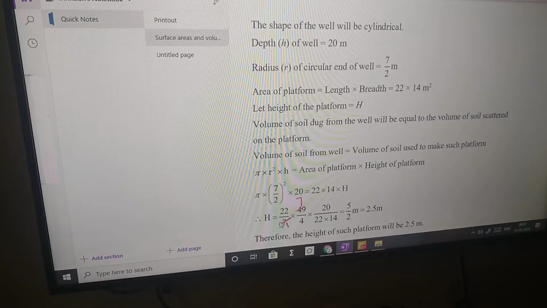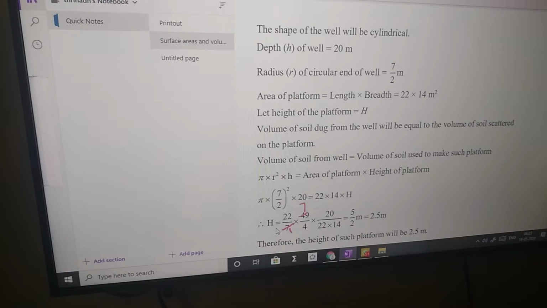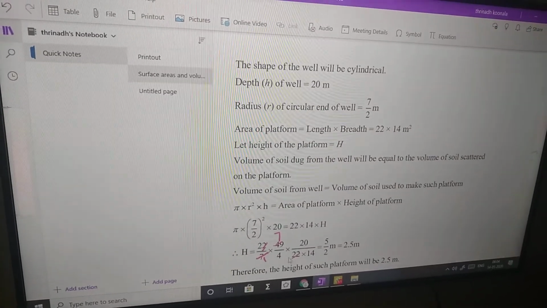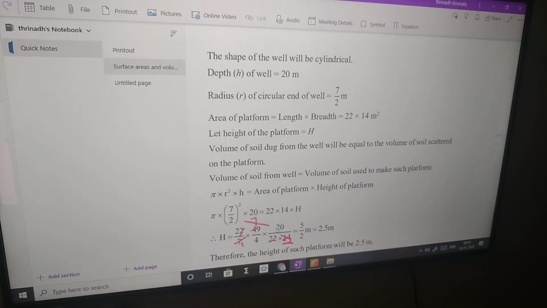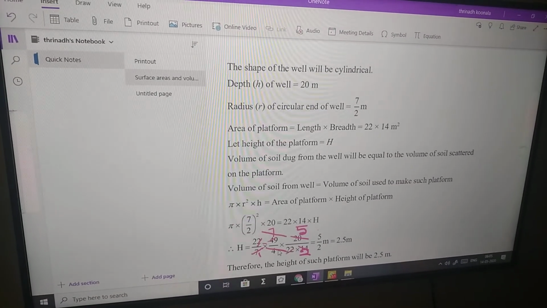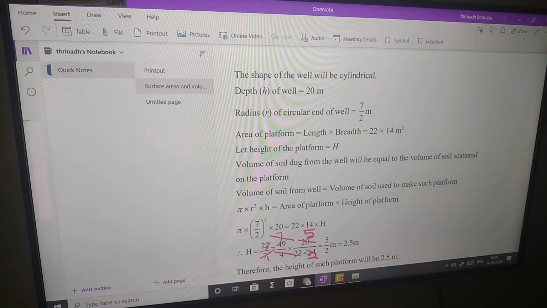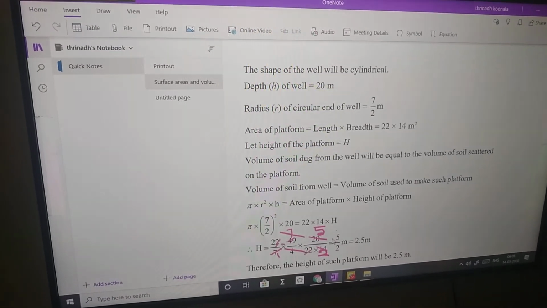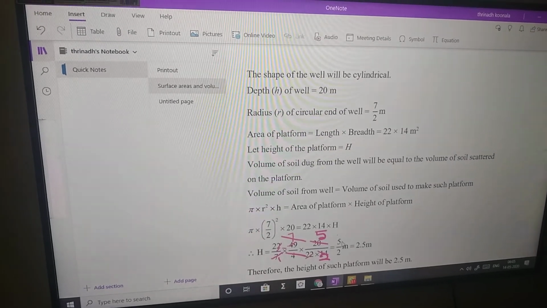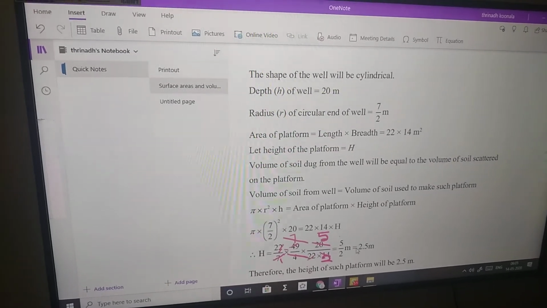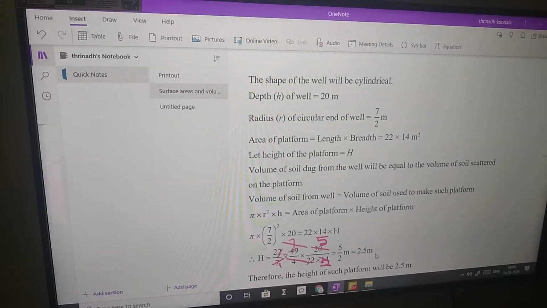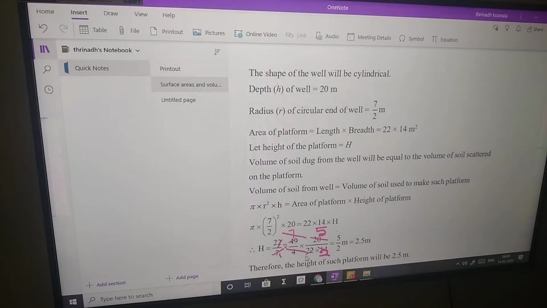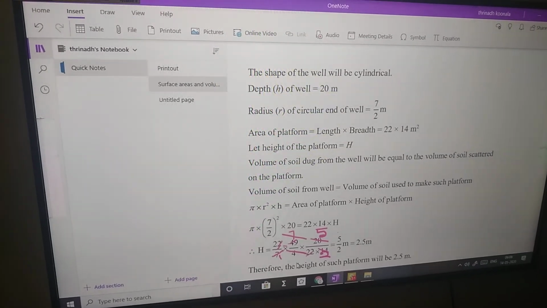I am simplifying the numerical values. 7 ones are 7, 7 sevens are 49, 22 and 22 cancelled. 7 ones are 7, 7 twos are 14, 4 ones are 4, 4 fives are 20. So after simplifying the numerical values, we got 5 by 2 meters. So 5 by 2 meters equals 2.5 meters. So after spreading the sand equally, the platform rises 2.5 meters in height.